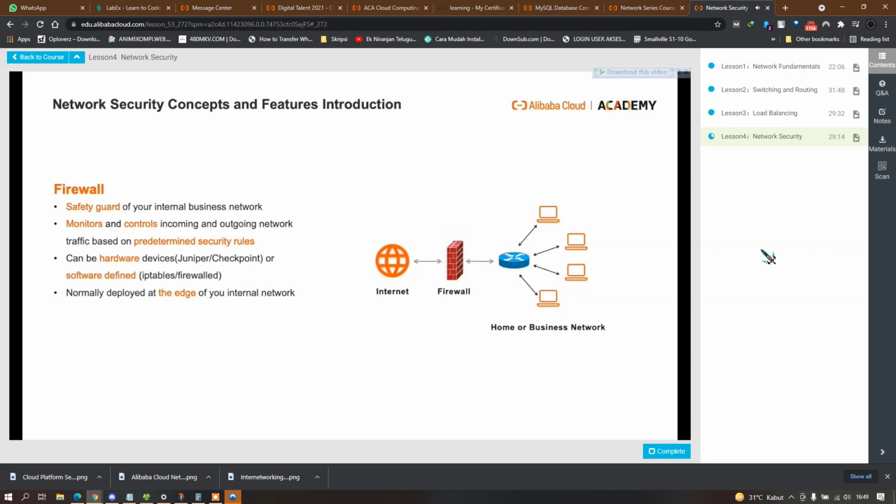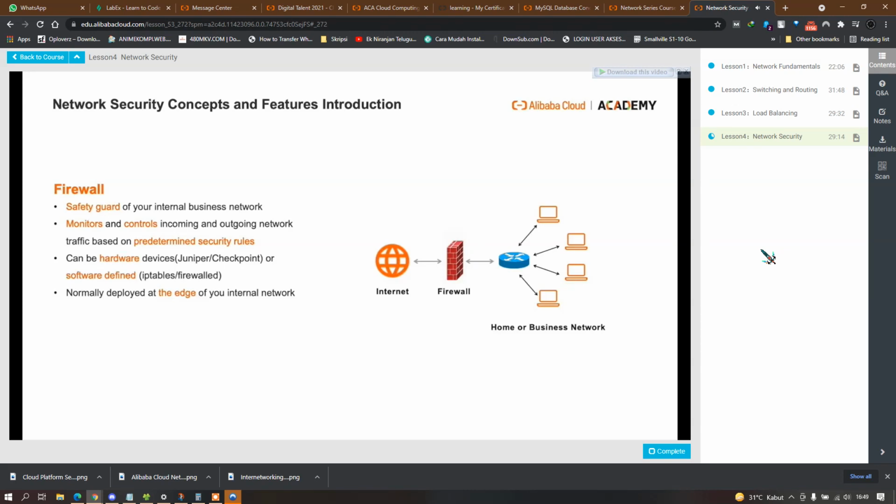Okay, so for the first one, what we are going to learn about is a firewall. Because when we are talking about network security, the first thing that we think of is the firewall. Firstly, we should know what a firewall is. A firewall is the safety guard of your internal business network, and it is used to monitor and to control incoming and outgoing network traffic based on predetermined security rules.